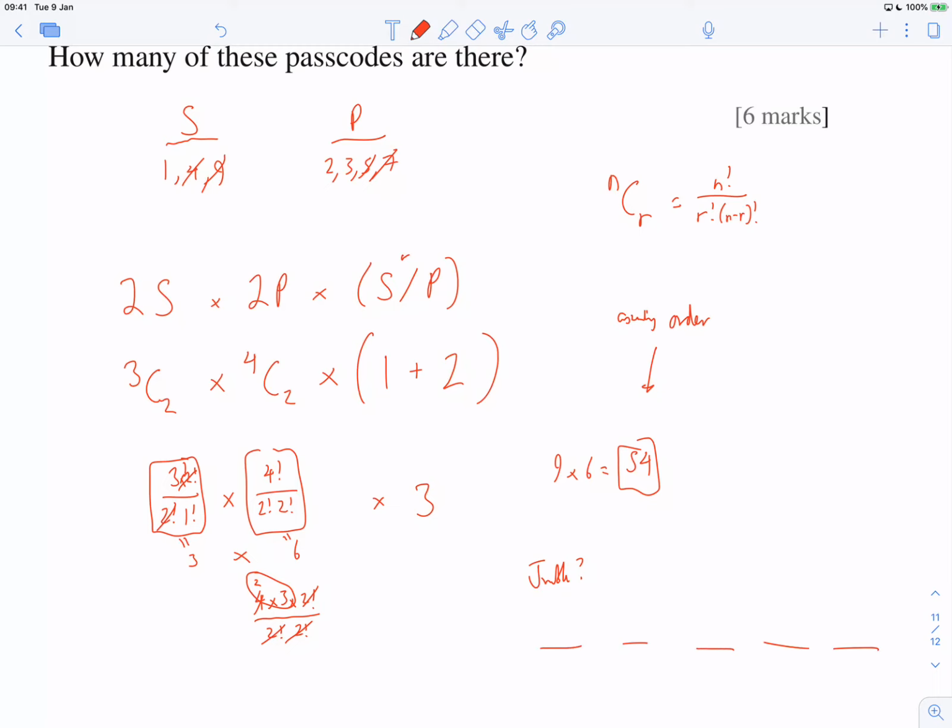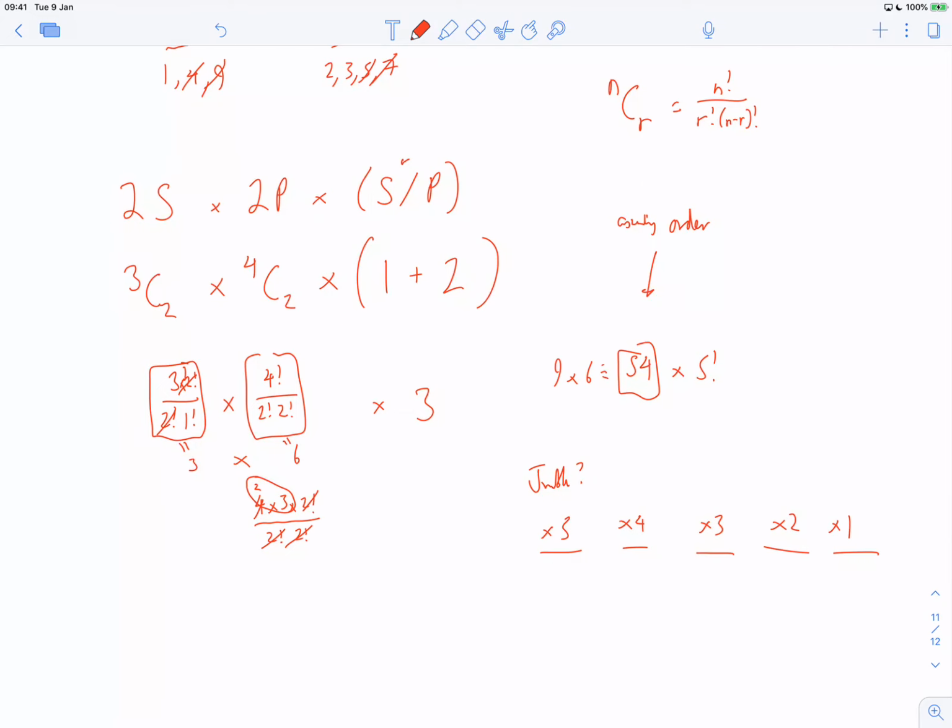I've got those 54 combinations times by a choice of 5 numbers, then 4 numbers, 3 numbers, 2 numbers, 1 number. So I've technically got to do 54 times by 5 factorial to get the total combination. What is 5 factorial? Well, it's 5 times 4 times 3 times 2 times 1. 5 times 4 is 20. 3 times 2 times 1 is 6. So it's 120. So I've actually got 54 times by 120.